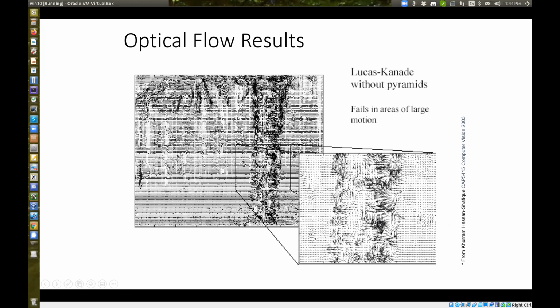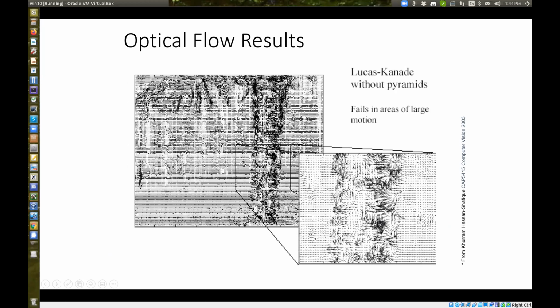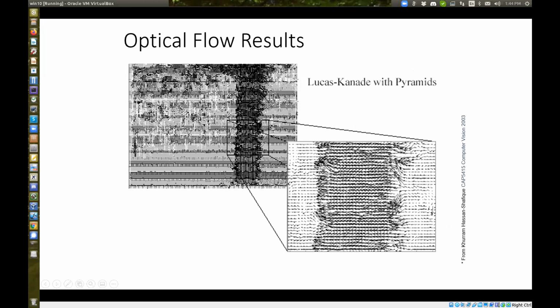So this will be the result without doing this pyramid. As you can see, this is the result for the scene we just showed earlier. You have the tree here, and you can see it's not doing well for the pixels inside here, because the motion is too big. But if we have the pyramid, then it's doing much better.